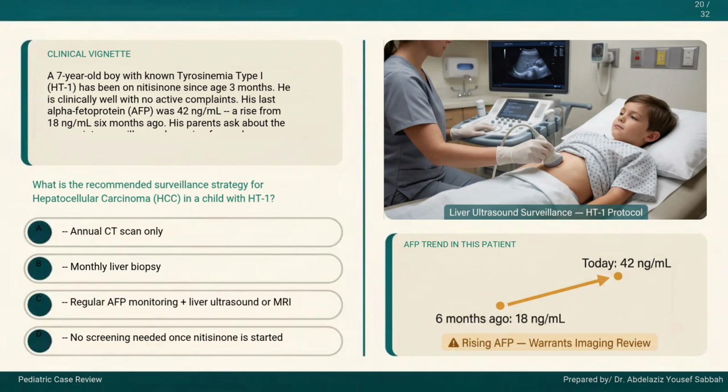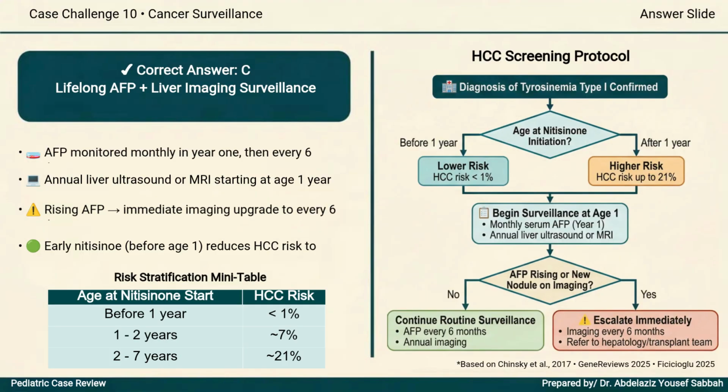Option A. Annual computed tomography scan only. Option B. Monthly liver biopsy. Option C. Regular alpha-fetoprotein monitoring plus liver ultrasound or magnetic resonance imaging. Option D. No screening needed once nitisinone is started. The correct answer is option C. Lifelong alpha-fetoprotein plus liver imaging surveillance.